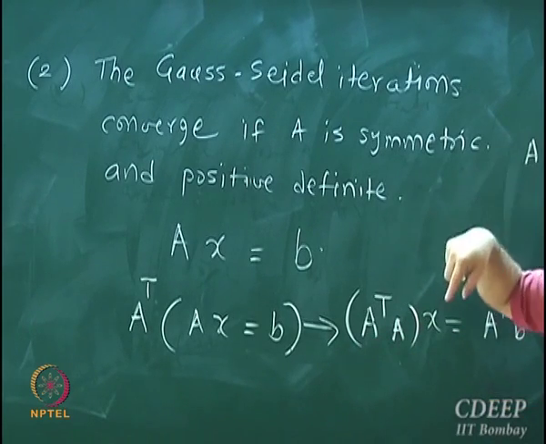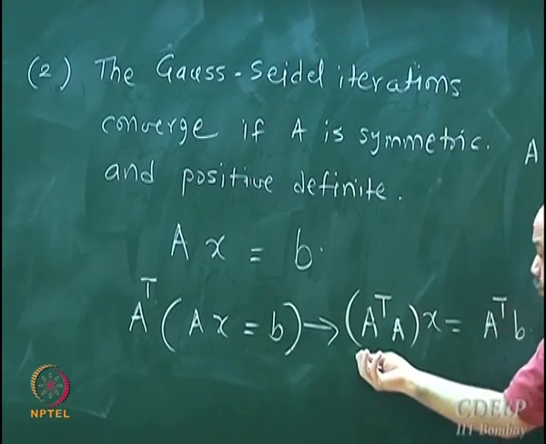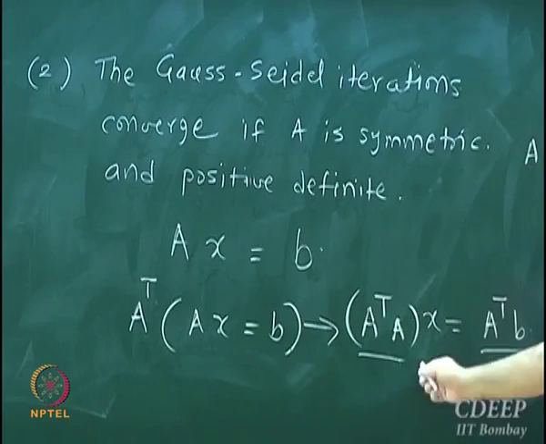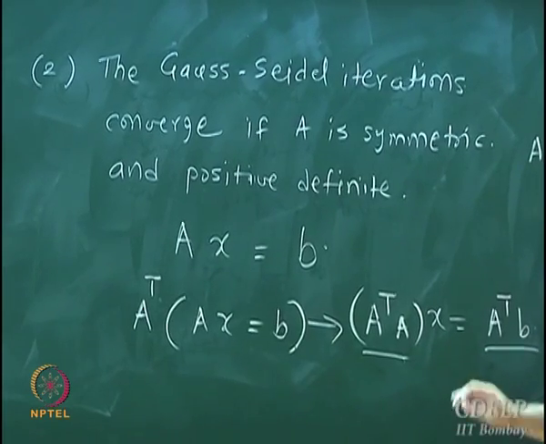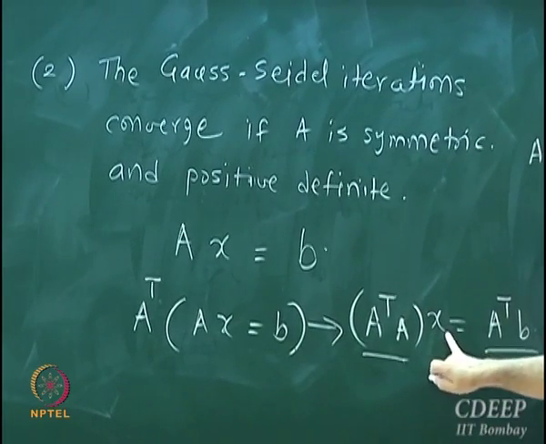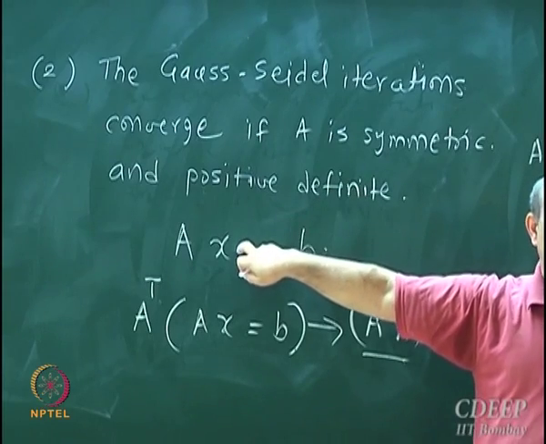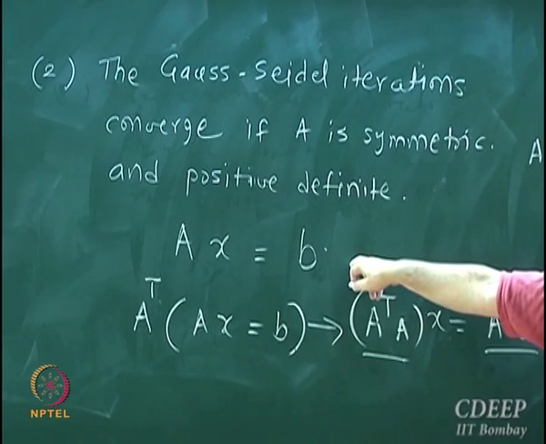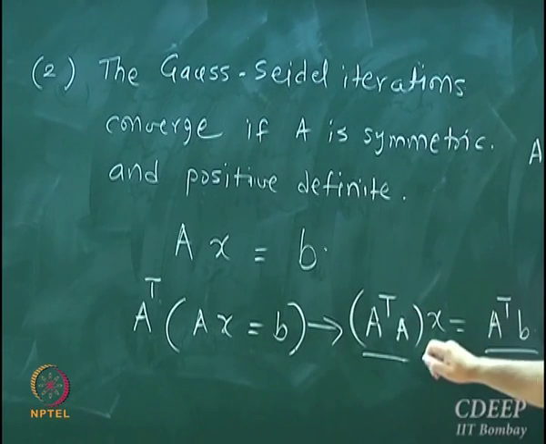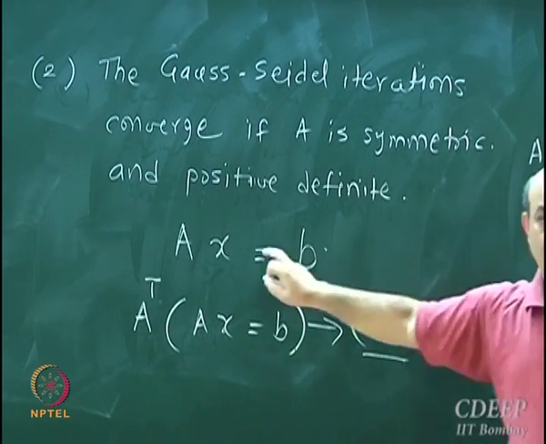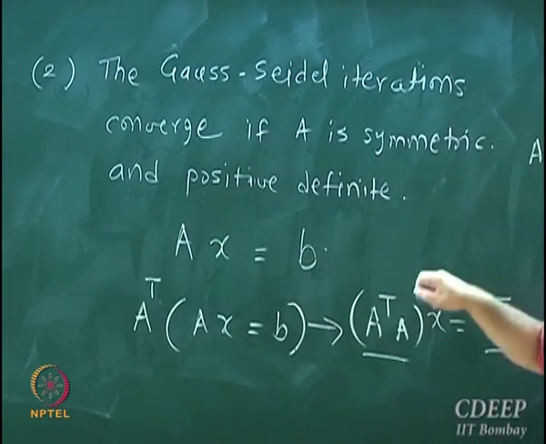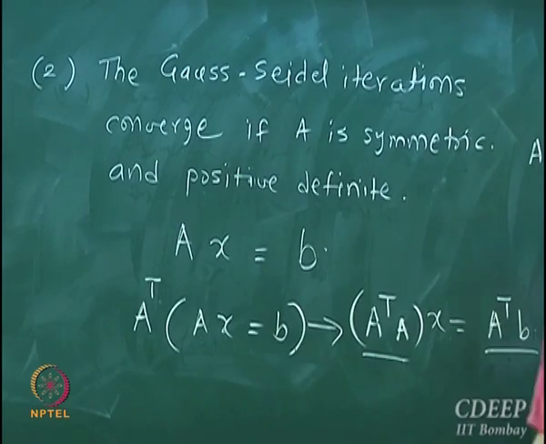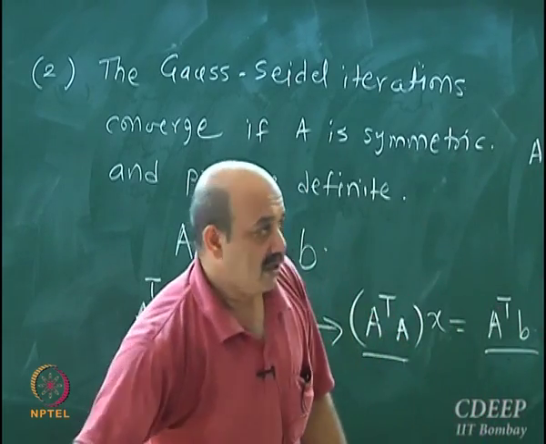Now if I apply the Gauss-Seidel method to this transformed problem, I am guaranteed to get a solution. This solution is obviously a solution of the original problem too; if it is a solution of this, it is also a solution of this. We have no problem with that. So I could solve this transformed problem instead of solving the original problem. I get a symmetric positive definite matrix here. Okay, I am using theory to modify my calculations.